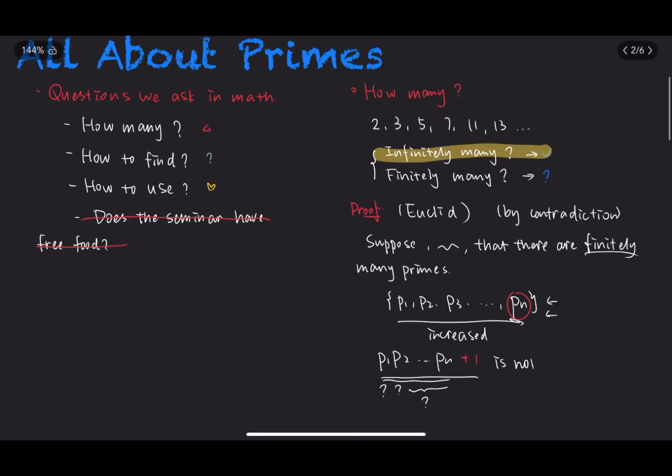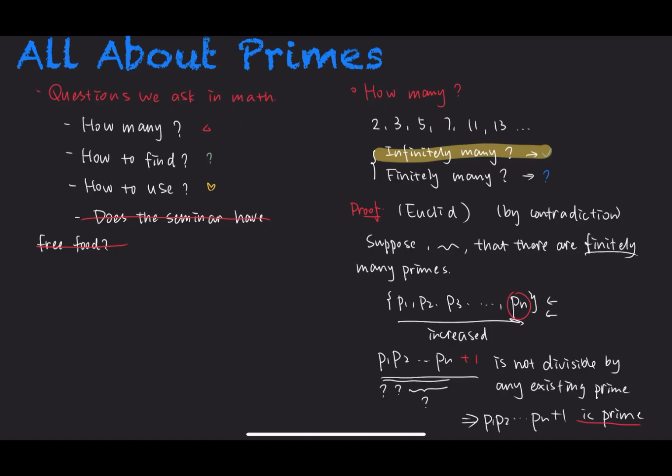It is not divisible by any existing prime. And what does that mean? It means that this product plus 1, p1 times p2 times ... times pn plus 1, is prime. Because the definition of prime is that it cannot be divided by anything other than itself and 1. And that is exactly the case for this product plus 1. So this is prime. And what implications does that have?